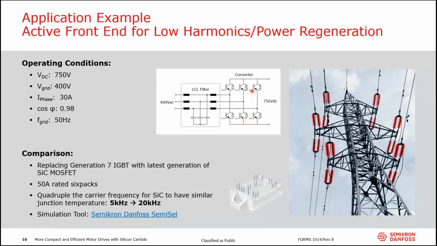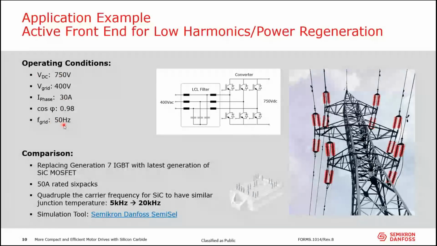So, a 6-pulse input bridge with IGBTs. And that big LCL filter that I mentioned before is usually used. To see what we can optimize in such an application by using silicon carbide, I made a comparison. So here's my grid condition for this active front end. It's working at 750 volt DC. My grid voltage would be 400 volt AC. The phase current, 30 amps. Cosine phi is 0.98. You see that's a low harmonic solution because we have positive cosine phi, but even if we go to regenerative action, that doesn't change. And the grid frequency is 50 hertz here.